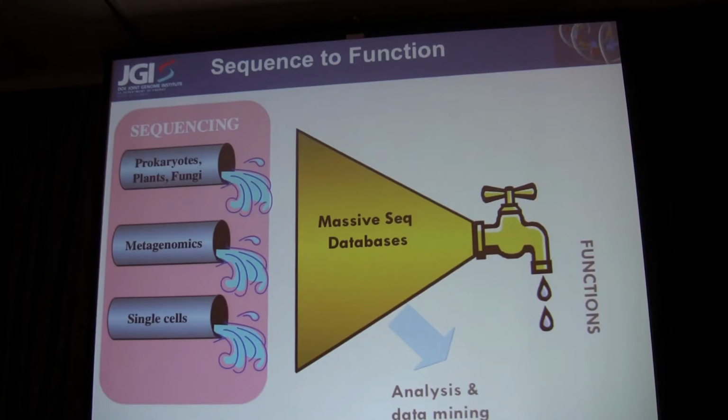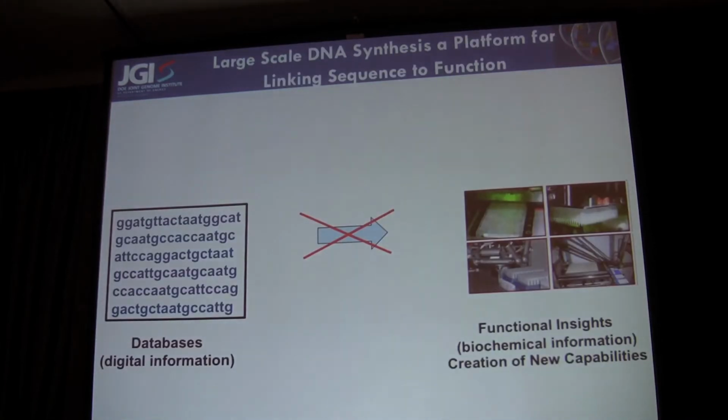has been pretty limited. And one of the problems as we see it is that we have two very different types of information. On the one side, we have this digital information stored in databases, and what we really need is biological, biochemical molecules that we can characterize for function. And converting between these two types of information is not trivial.